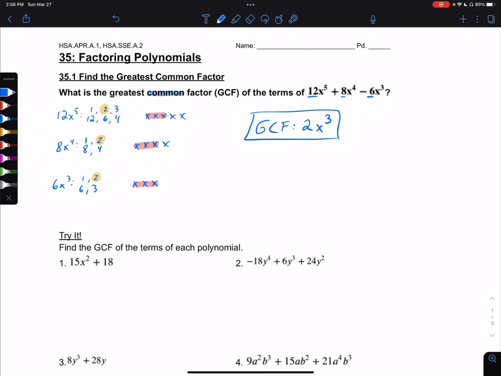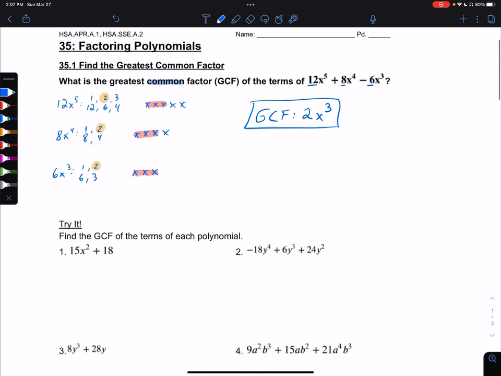That's pretty much it. You can try the problems below to give you some extra practice. If there are multiple variables, you don't do anything differently. So like in number 4, you have both a and b. So you would find the coefficient that they had in common, how many a's do they have in common, and how many b's do they have in common. And then all of those would be put into your GCF.